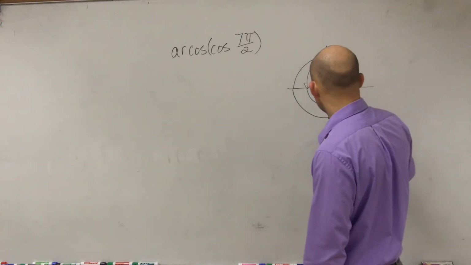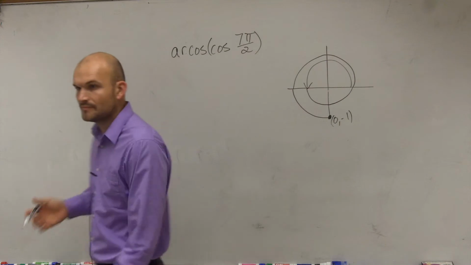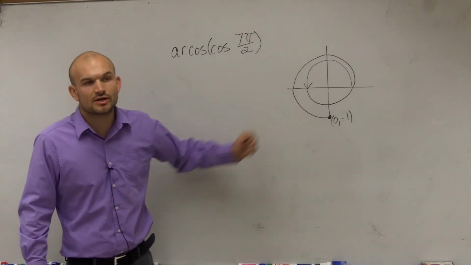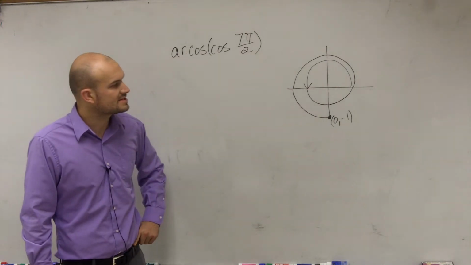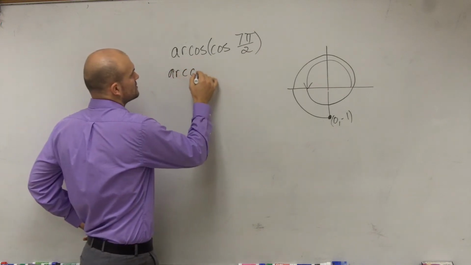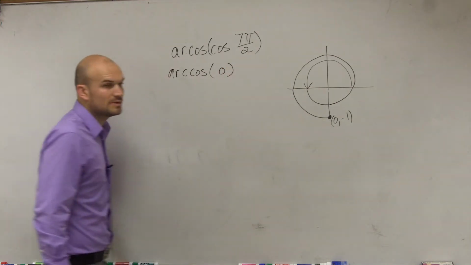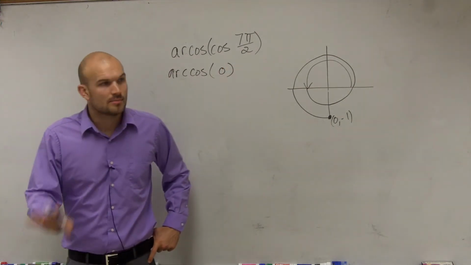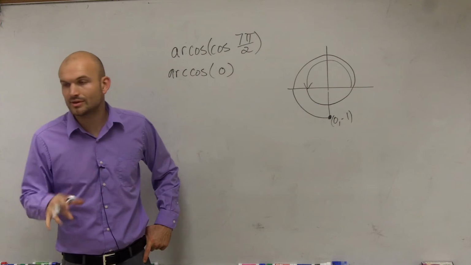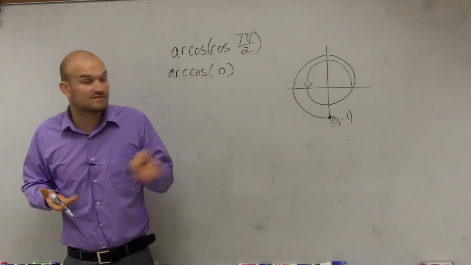So we look at this point, and we have a point of 0, comma, negative 1, right? So what is the cosine value at 7 pi over 2? 0, right? So we can now say arc cosine of 0. So now we need to find the inverse cosine of 0. But here's what we need to say: now the inverse of 0.